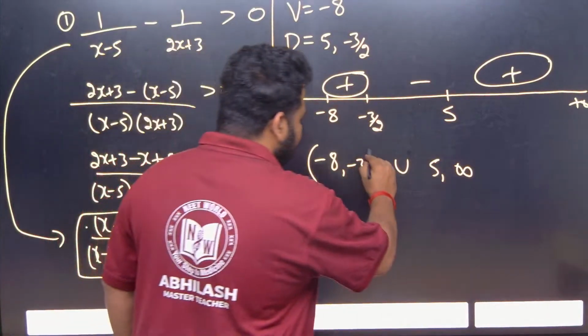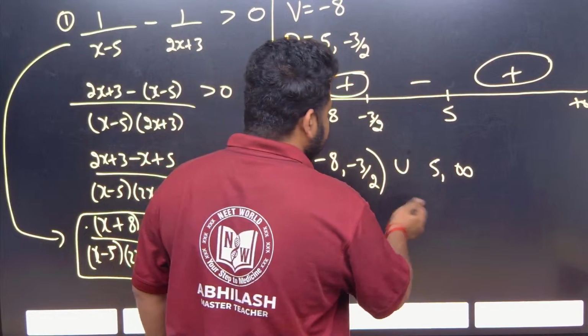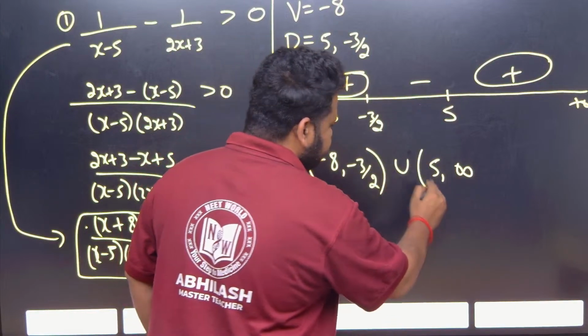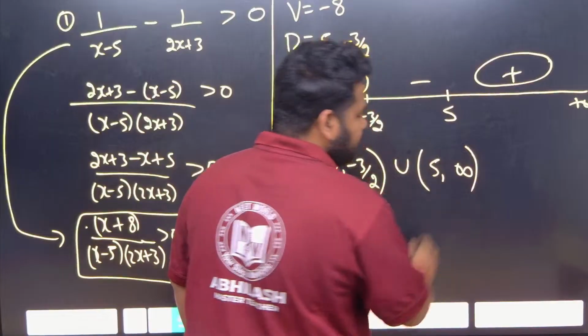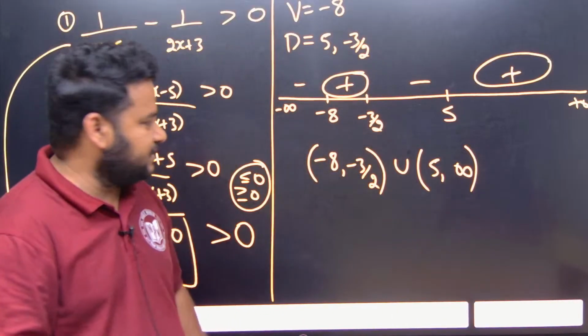So this will be open interval. 5 is a discontinuous point. For the same reason that I told, this will be open interval. Infinity is always open interval, whether it is plus infinity or minus infinity.